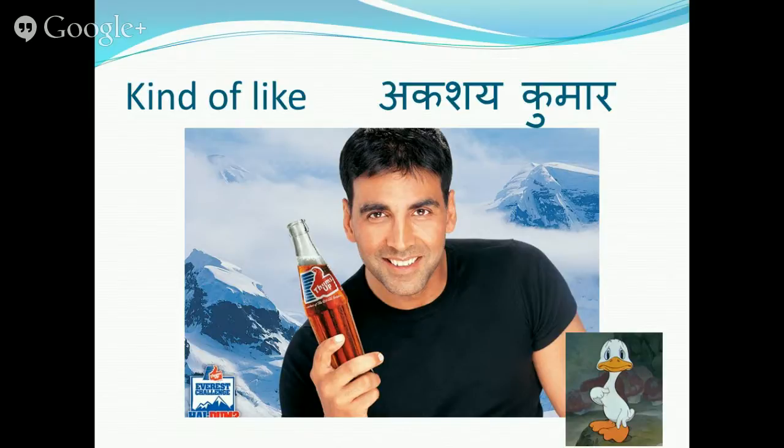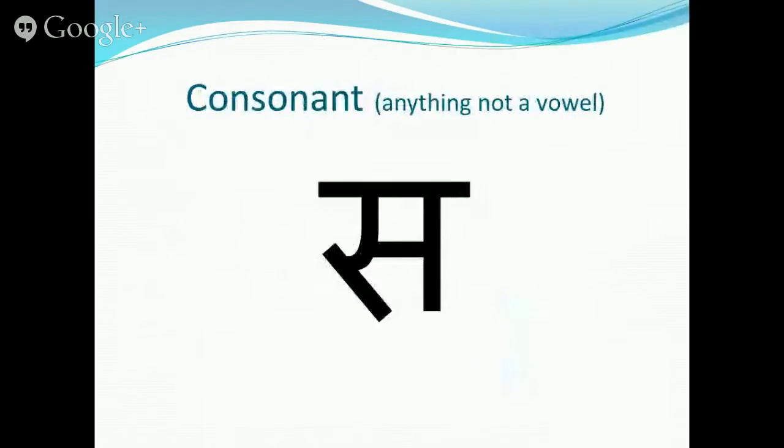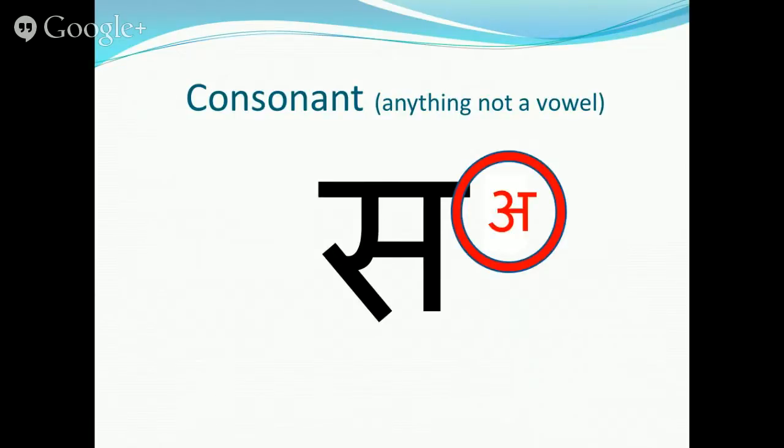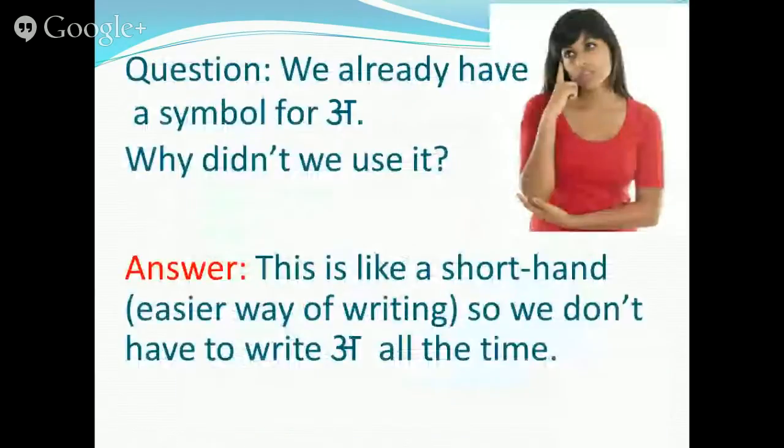All right. So, question. If we already have a symbol for the vowel, so why didn't we use it? Think about this. We have a symbol already. Why do we need a default? Why do we say it's invisible in this case? Why didn't we just write it out? We know what it looks like. We could just write it out, right? That's what we do in English.